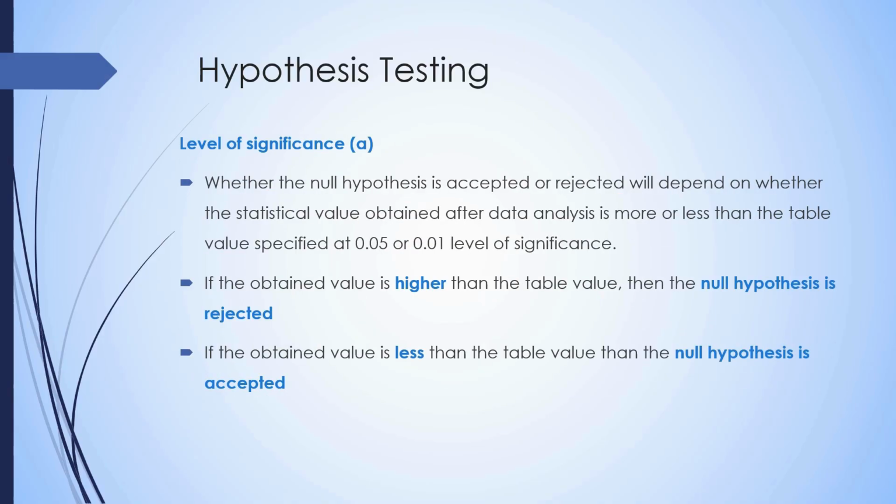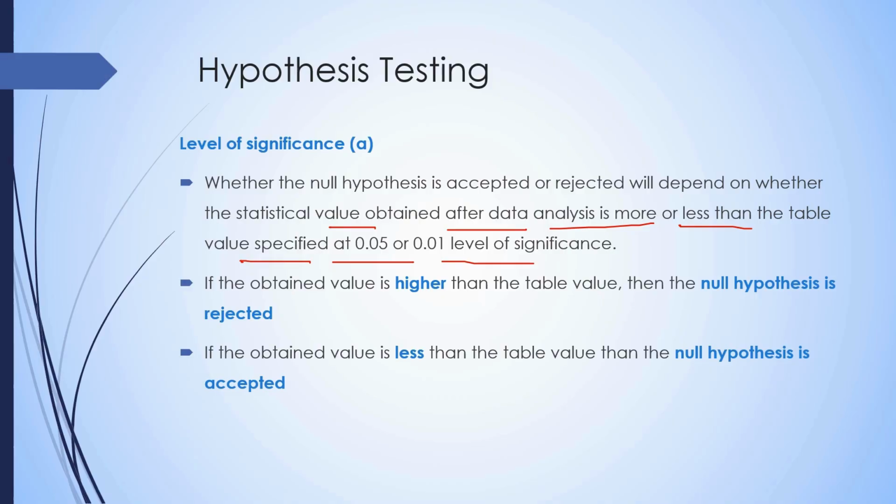Whether the null hypothesis is accepted or rejected will depend on whether the statistical value obtained after the data analysis is more or less than the table value specified at 0.05 or 0.01 level of significance. Now, if you remember the video for one-way ANOVA, after we calculated the first question, I showed you a table. You got a calculated value, and then using the degrees of freedom, you are finding a table value.